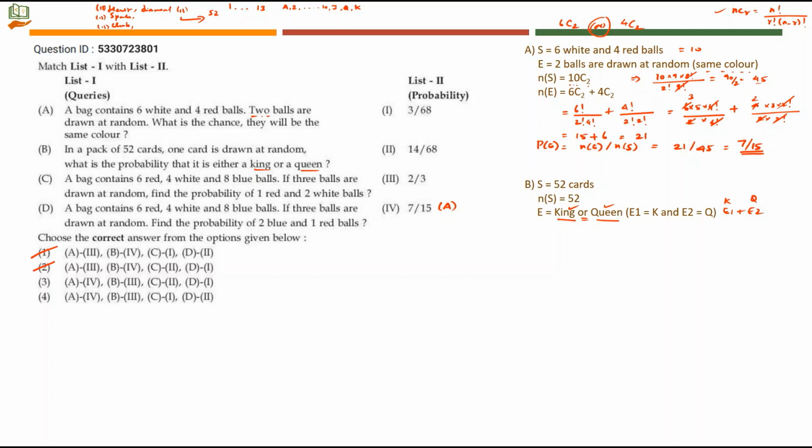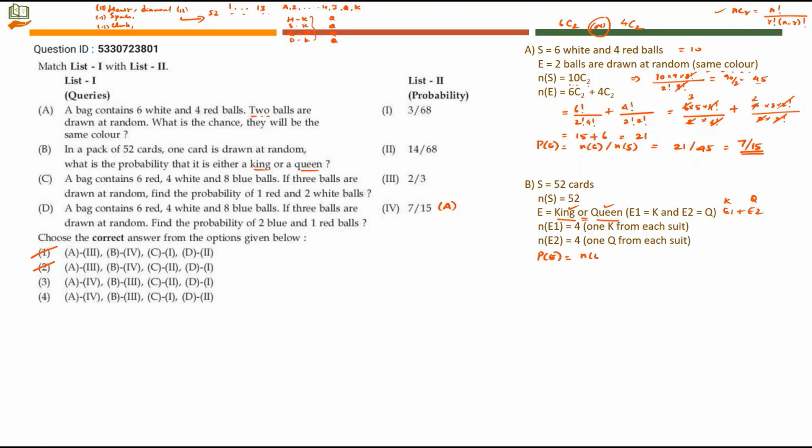How many kings are there actually? See, in heart you will have a king, in spade you will have a king, in clubs you will have a king and in diamond you will have a king. So there are 4 king possibilities out of those 52 cards. Similarly, when you take queen, there are 4 possibilities. So when you take n of E1, it is 4, one king from each symbol. And when you take n of E2, it is 4, one queen from each symbol. So what is the probability of the event?